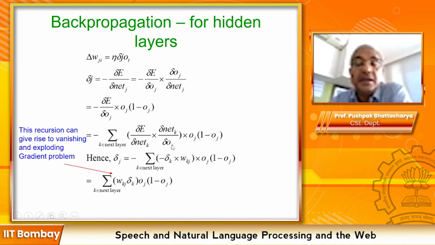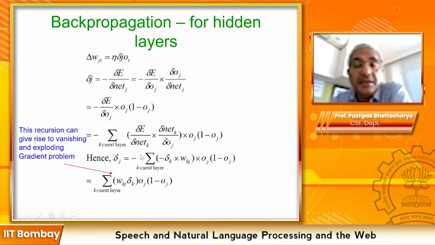So delta E delta Oj is converted into delta E delta net k into delta net k delta Oj. Now Oj feeds into many neurons, in fact all neurons in the next layer. It is a completely connected feed-forward network. So it feeds into all neurons in the next layer. That's why you have to sum over all neurons in the next layer. So this is the sum, and the Oj into 1 minus Oj comes from the derivative of the sigmoid.